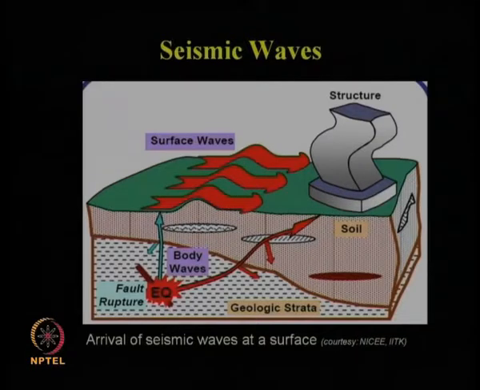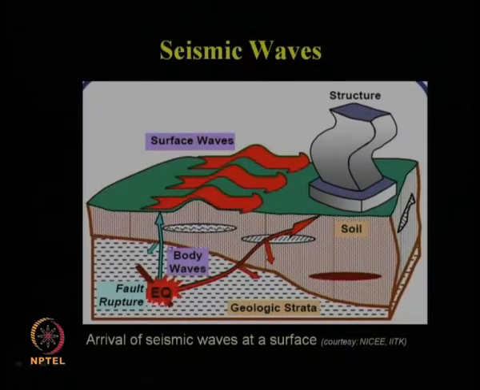So, during an earthquake we have already learned this, that arrival of seismic waves at the surface occurs in this way. Whenever the earthquake energy gets released at a particular depth below the ground surface, that is the focus of the earthquake. So, from that point, during the energy release through this fault rupture, various seismic waves get formed. They travel in all directions and finally, they arrive at the ground surface.